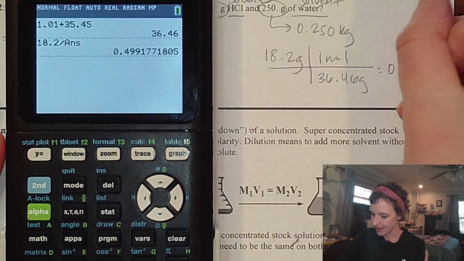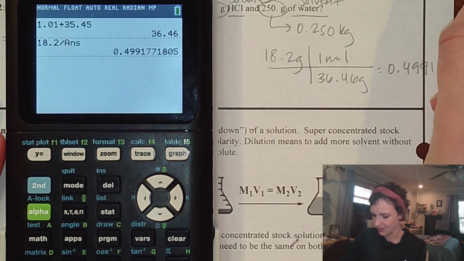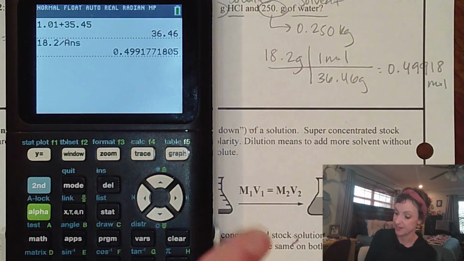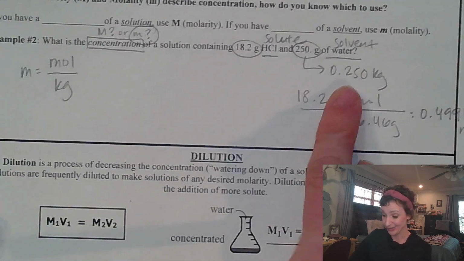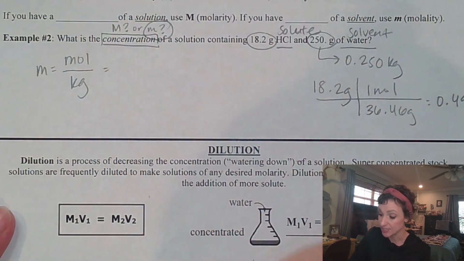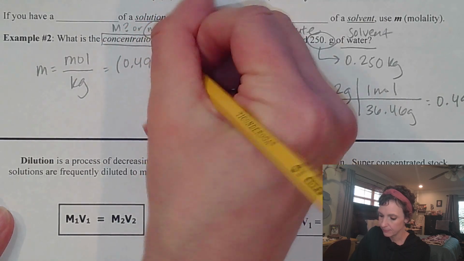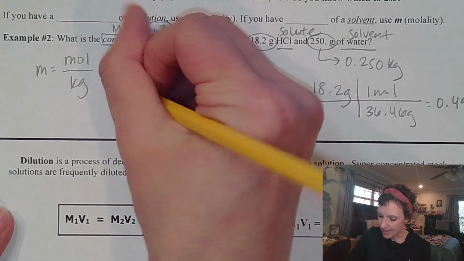Once again, we do not have to worry about rounding just yet. If you want to give yourselves a few numbers to write down and manipulate, we'll keep this in our calculator. So we have the moles of my solute. We have the kilograms of my solvent. We can now solve for molality. My moles goes on top. My kilograms goes on bottom.